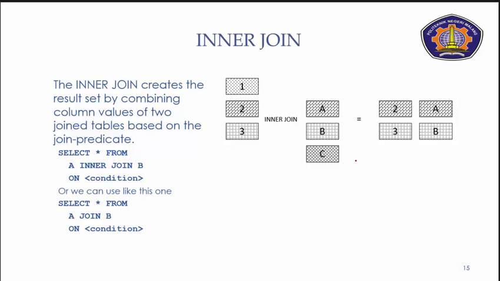For example, the condition is that the texture is like this. You can see the texture. So in inner join, it creates a result set by combining column values of the joined tables based on the join predicate, or based on the selection, or based on requirement. In this one, the requirement is the same shape.